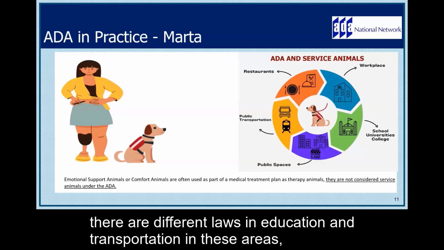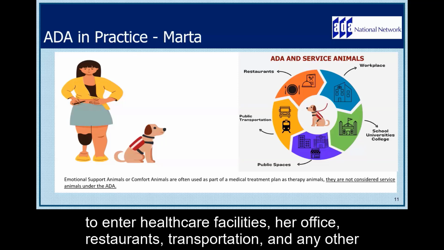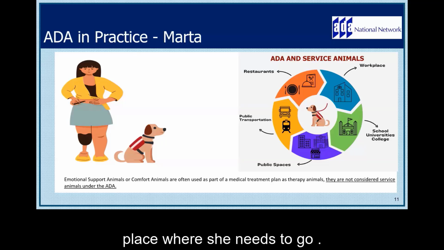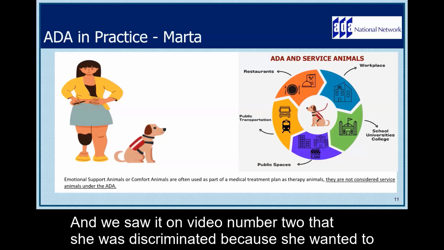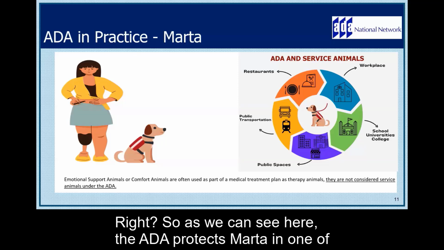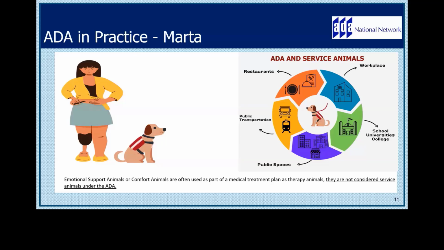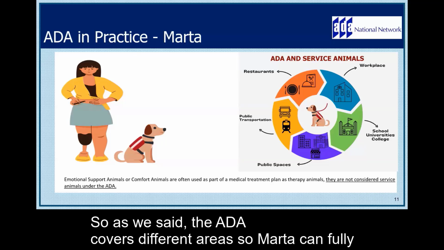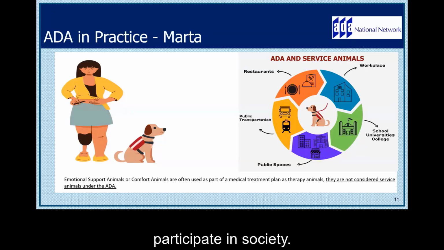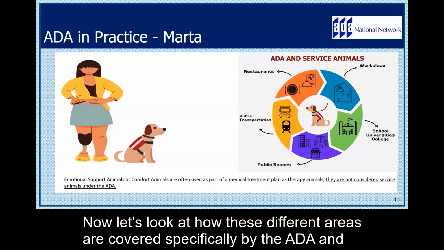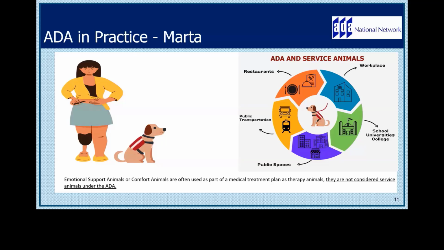So even though there are different laws in education and transportation in these areas, the ADA allows Marta to enter healthcare facilities, her office, restaurants, transportation, and any other place where she needs to go. And we saw on video number 2 that she was discriminated against because she wanted to bring her dog to the office, right? So as we can see here, the ADA protects Marta in one of these specific areas of life. So, as we said, the ADA covers different areas so Marta can fully participate in society. Now, let's look at how these different areas are covered specifically by the ADA and how the ADA is structured.